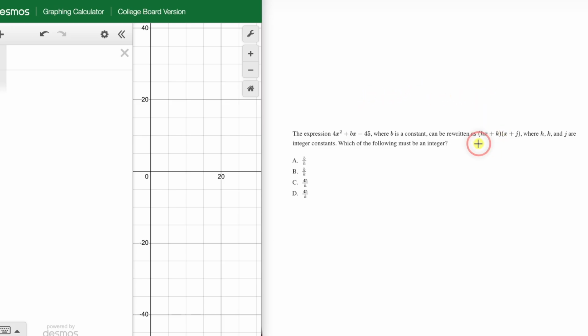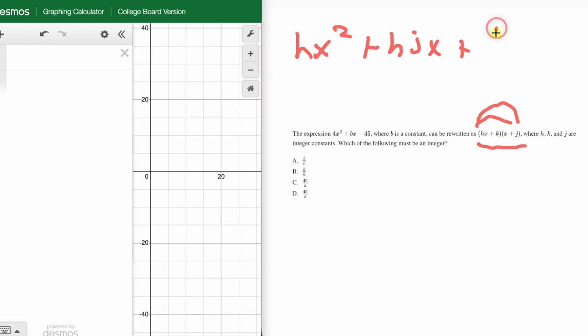So what I can do here is I can just expand this out so I'm in the exact same form. So what I would do is I would FOIL it. So I do this times this times the j, and then k times x, and then k times j. So it would give me h times x squared, and then plus hjx plus kx plus kj.